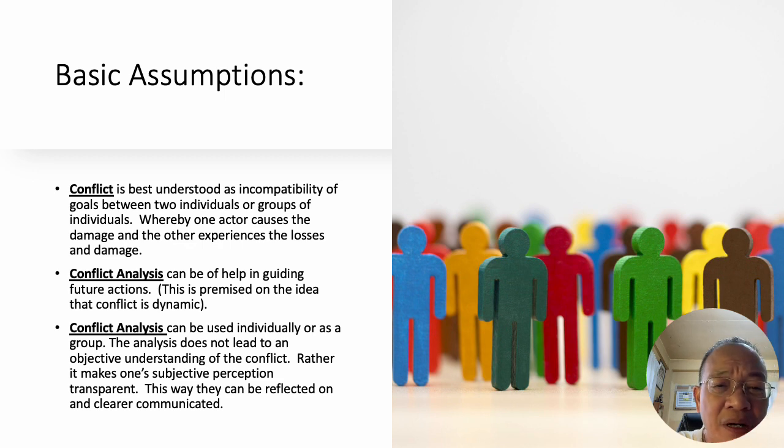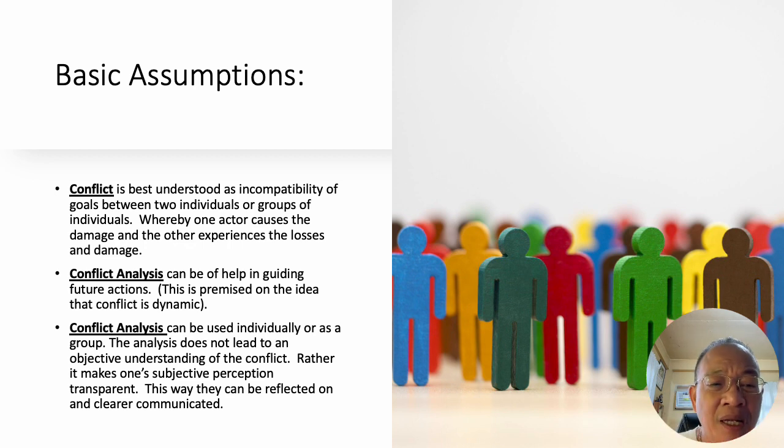Now, here are some of the basic assumptions that we need to understand. First, conflict is best understood as an incompatibility of goals between two individuals or groups of individuals, whereby one actor causes the damage and the other experiences the losses and damage. So this will be our basic assumption, because there are many definitions of conflict. Some of them are highly theoretical, but we will stick to this parameter.